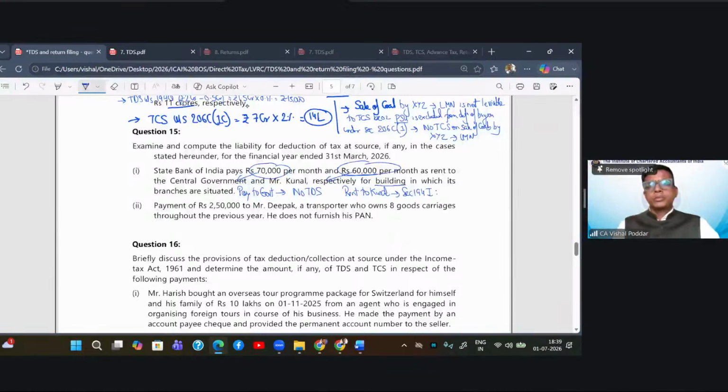Now again, same question students, TDS on what amount? Whether the threshold has to be reduced or TDS will be on the total amount, 7.2 lakhs or after reducing the threshold. So again here, the answer is it is on entire 7.2 lakhs. So your TDS is rupees 72,000, which SBI shall deduct while making payment of rent to Mr. Kunal. Is this clear?